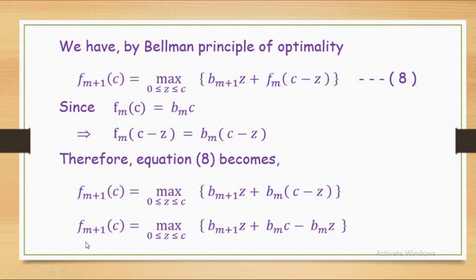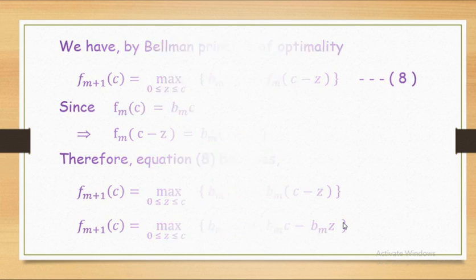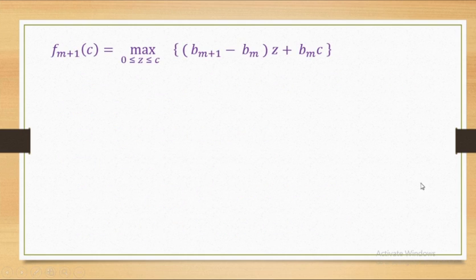That is, f(m+1) of c is equal to the maximum over 0 less than or equal to z less than or equal to c of b(m+1) of z plus bm of c plus bm of z. Again, collect the z term. We get f(m+1) of c is equal to the maximum over 0 less than or equal to z less than or equal to c of b(m+1) minus bm, into z, plus bm of c.